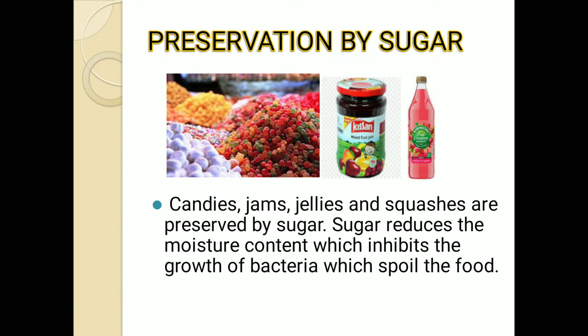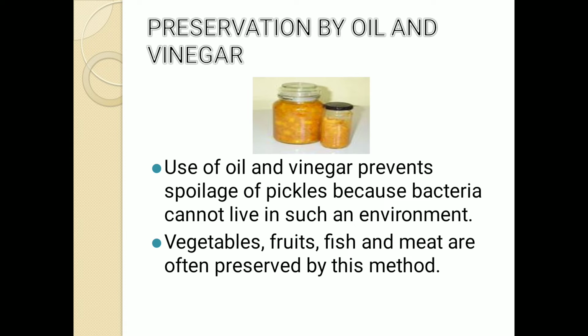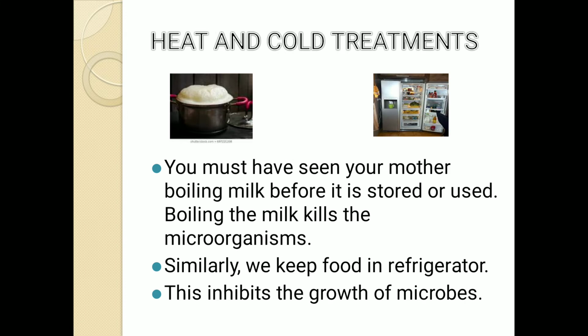Preservation by sugar. Candies, jams, jellies, squashes are preserved by sugar. Sugar reduces the moisture content, which inhibits the growth of bacteria which spoil the food. Preservation by oil and vinegar. This prevents the spoilage of pickles because bacteria cannot live in this environment. Vegetables, fruits, fish, meat are also preserved by this method.